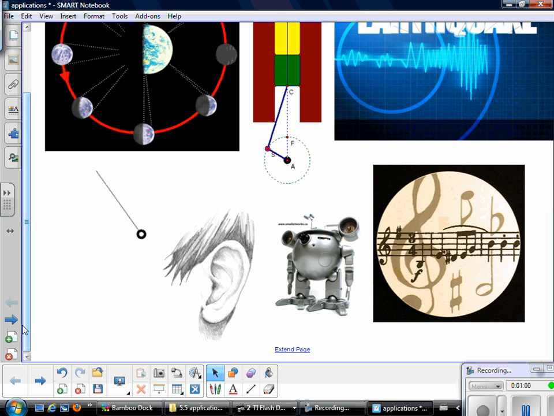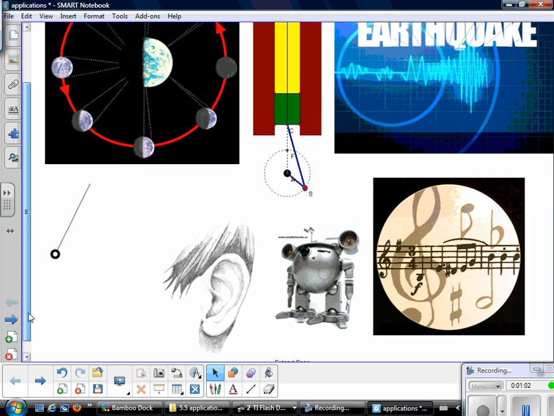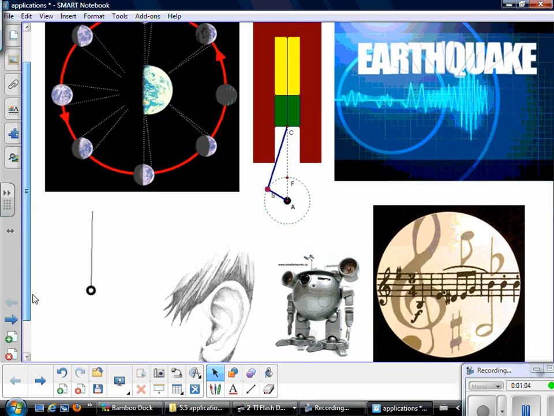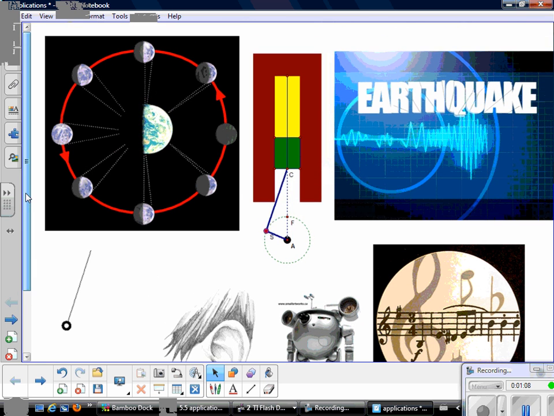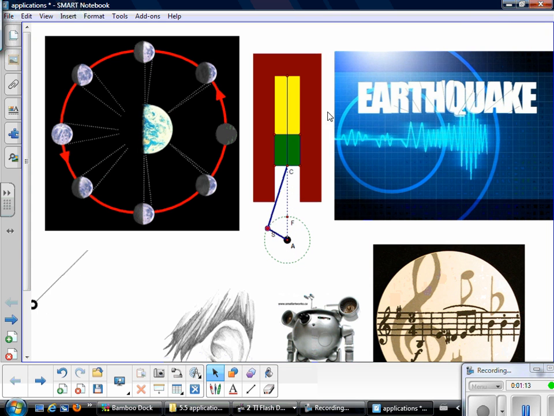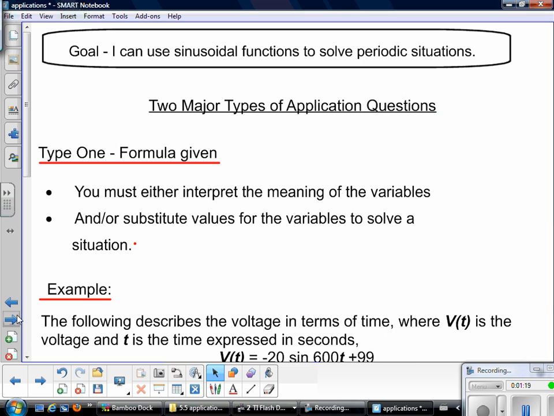Now, obviously, because everyone's going into different directions when they leave high school, you only get a taste of some of these. Because of our skill level, we can't go into a lot of depth that you would if one of these was actually your career path. Okay, so our goal today is: I can use sinusoidal functions to solve periodic situations.